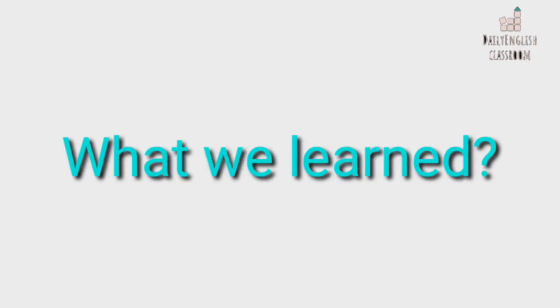Okay, now let's recollect what we have learned from this class. We have learned that in English there are 4 types of sentences. Number 1, declarative or assertive sentence. These sentences give a statement and end with a full stop. Example, the sun rises in the east. He is a brilliant boy.